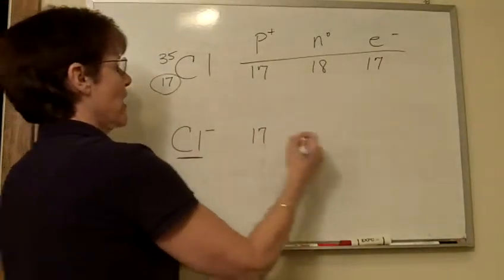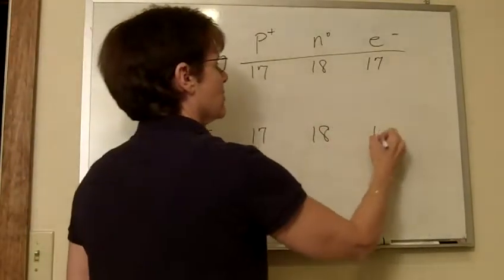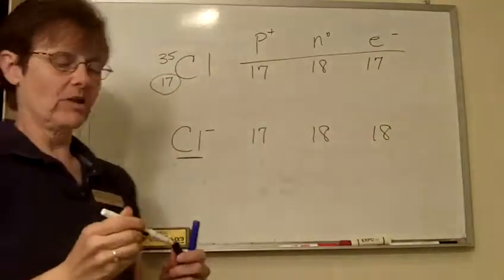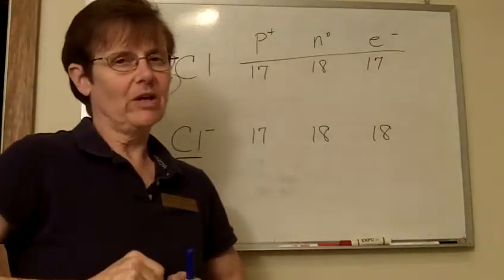Neutrons, we're not changing the mass here, so we'll keep that the same. But electrons, we'll say there must be 18 electrons there, because there's an extra one, and that's why it has a negative charge.